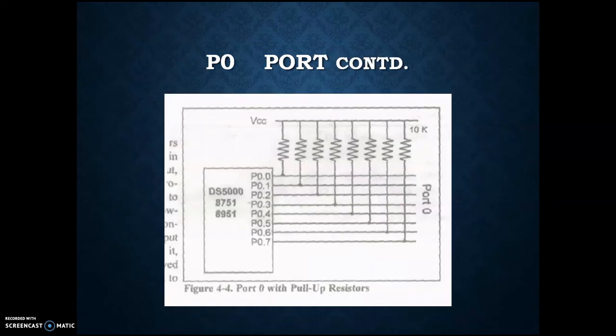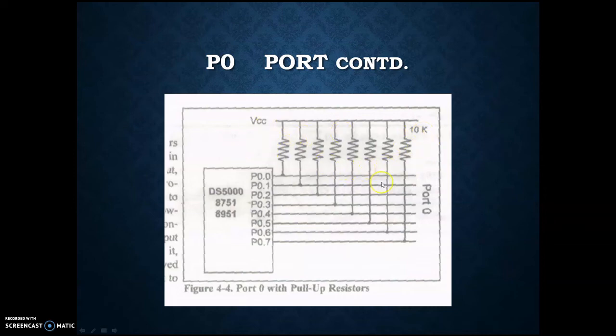And this is the circuit connection of the P0 port. As you know, P0 needs to be connected with pull-up registers for activation, otherwise it cannot be activated. Whenever we want to use port 0, we need to connect pull-up registers. Here in the circuit you can see the pull-up register value is 10 kilo ohm. This is the register bank.